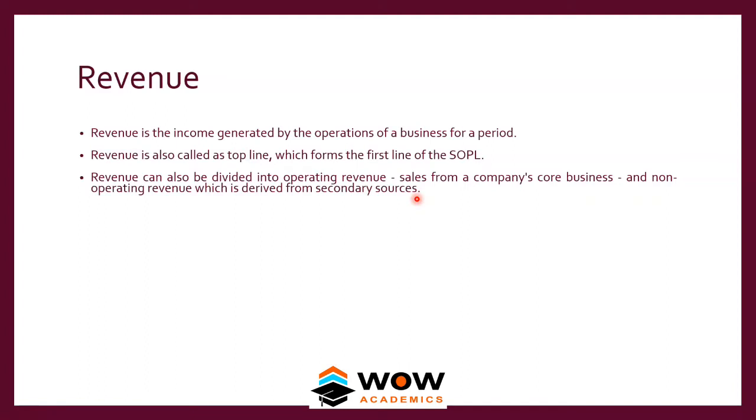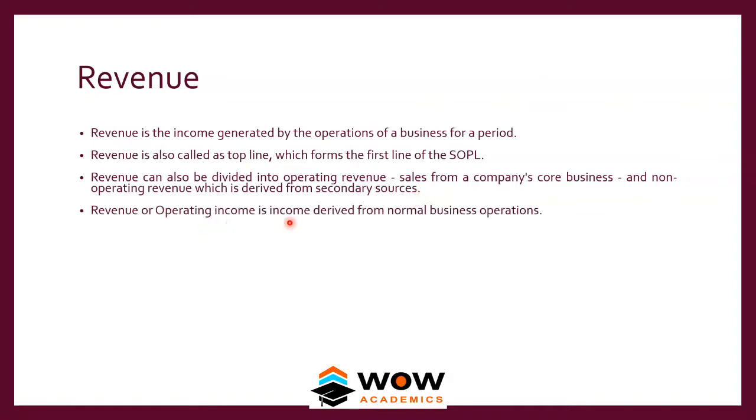The same car manufacturing company, if they are going to invest in a bank deposit and they are going to get an interest, that interest is a non-operating revenue because it's not coming from the sale of cars but from a deposit. Okay, so when the income is coming not from the main business but from any secondary kind of investment, then it's called a non-operating income.